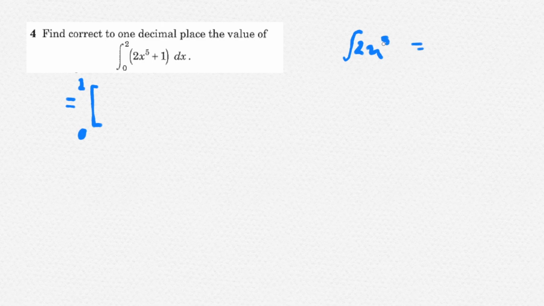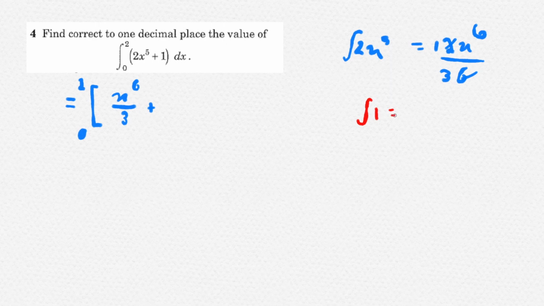Now, we know the rule is add and then divide, so let's add 1 to 5. 2x to the power of 5 plus 1, which is 6, divided by 6. We can simplify this to become x to the power of 6 over 3. So let's write this down. The integral of 2x to the power of 5 would be equal to x to the power of 6 divided by 3. Now, let's find the integral of 1.